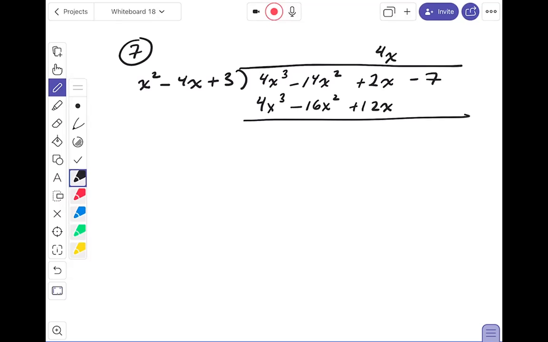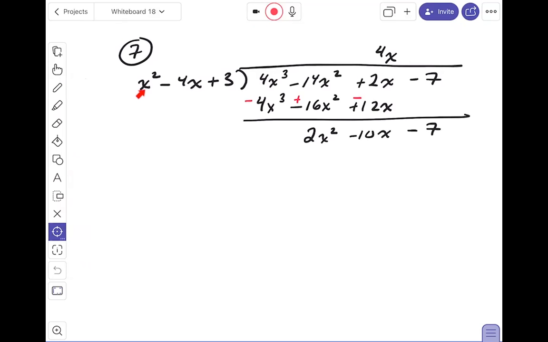Again, we recommend you subtract. A lot of students struggle with that. So we say change the signs. And what do you get? Well, looking at it, you get 2x squared, and then you get minus 10x. Drop a place down. And the big question is, what times x squared matches this, which is 2x squared? Well, that would have to be 2.